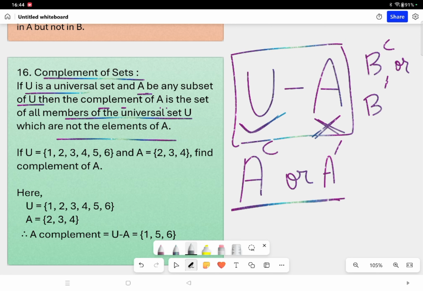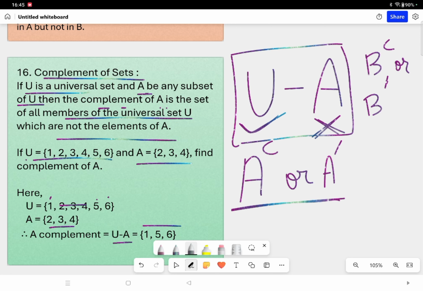For example, if I am taking the universal set as 1, 2, 3, 4, 5, 6, and A as 2, 3, 4. So what will be A complement, or complement of A? It will be U minus A. Elements present in U but not in A. Look, 2, 3, 4 are present in A, so you cannot take 2, 3, 4. So what are the elements left? 1, 5 and 6. So 1, 5 and 6 is the answer.